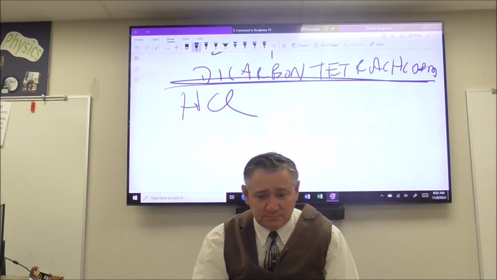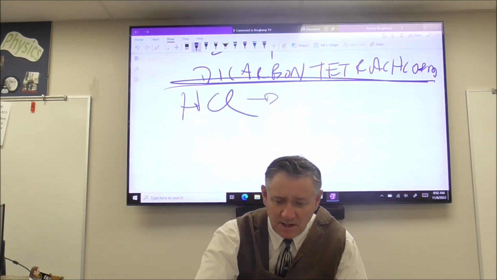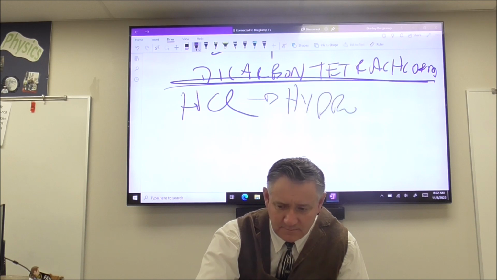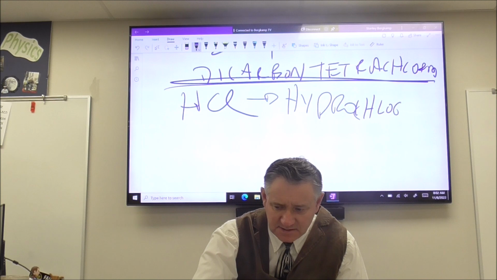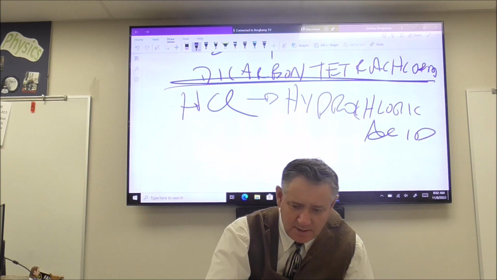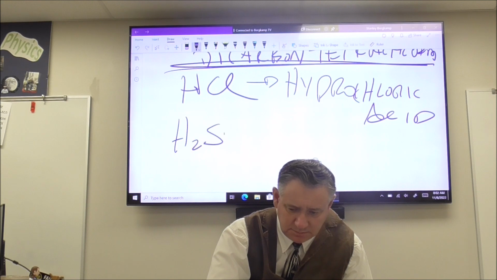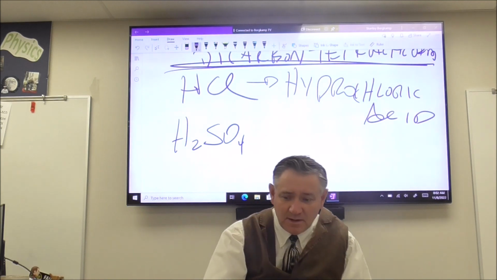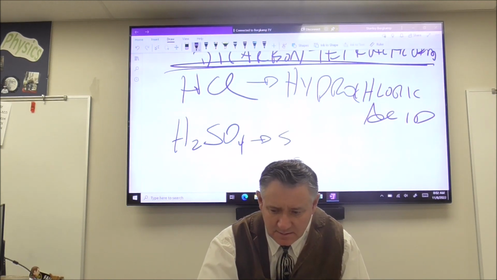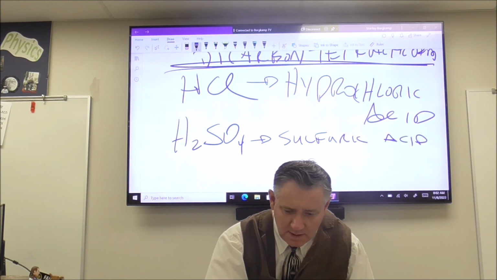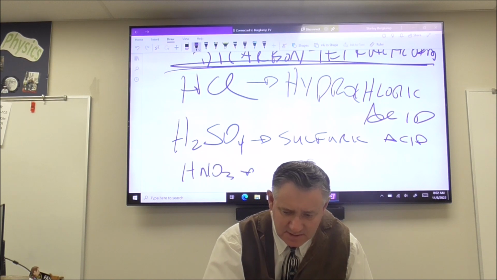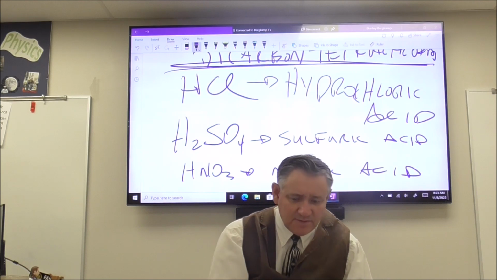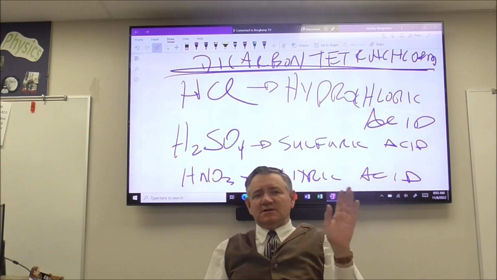HCl, y'all have dealt with that. Anybody remember the name of this? Hydrochloric acid. Then we have H2SO4. Well, what's the name of the sulfate anion? SO4 is sulfate, right? So this is sulfuric acid. And then we have HNO3, which is nitric acid. Those are the three that we use 90% of the time in lab.